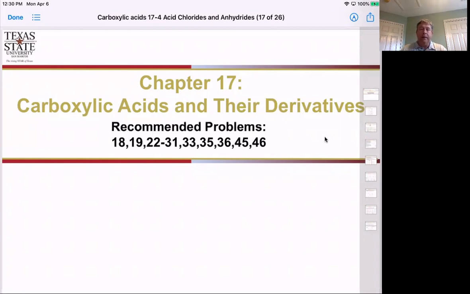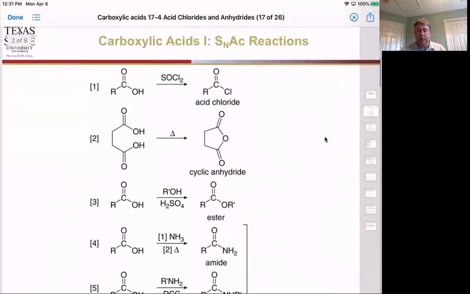So the key here is that you can only make less reactive substrates from more reactive substrates unless you trick them. So what we're going to do is look at converting different carboxylic acids and their derivatives back and forth, based on how we can use that nucleophilic acyl substitution reaction to our favor. Okay, so let's move on to this.